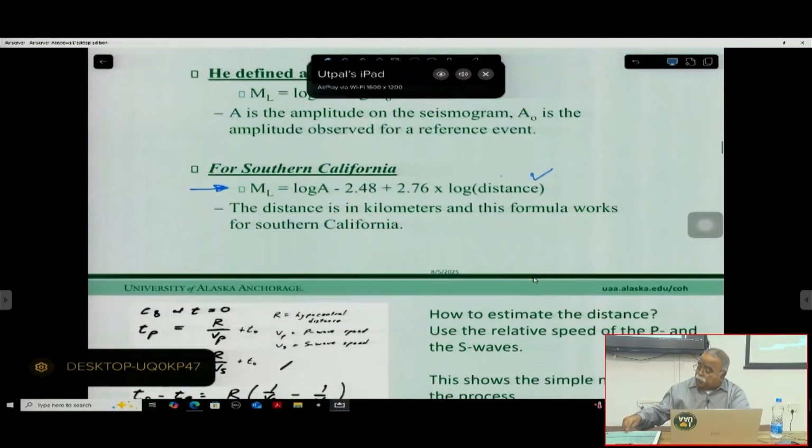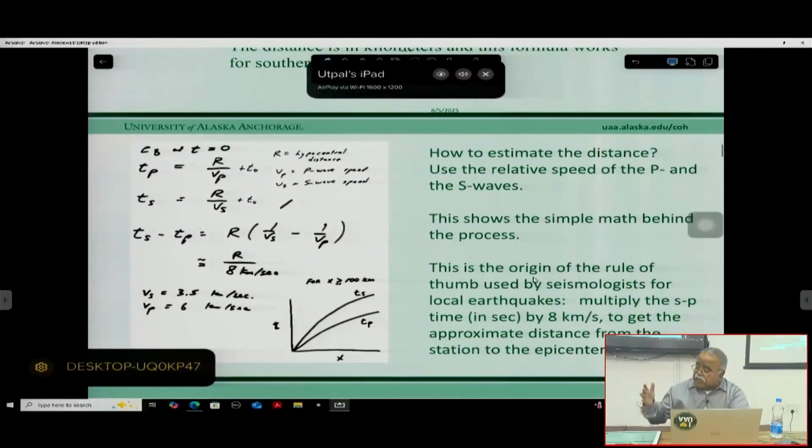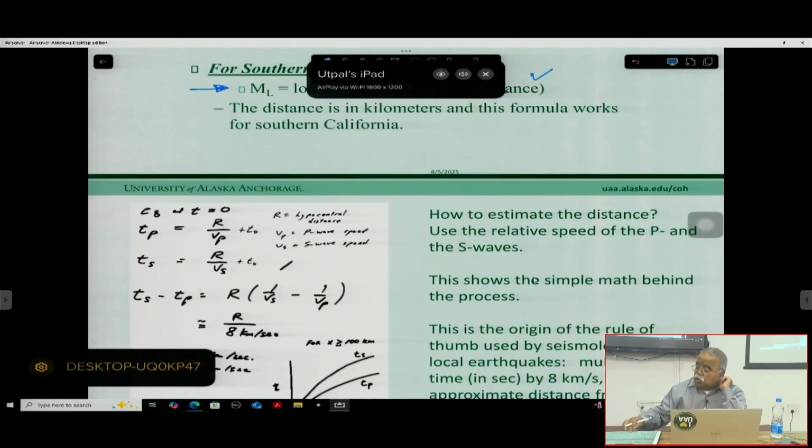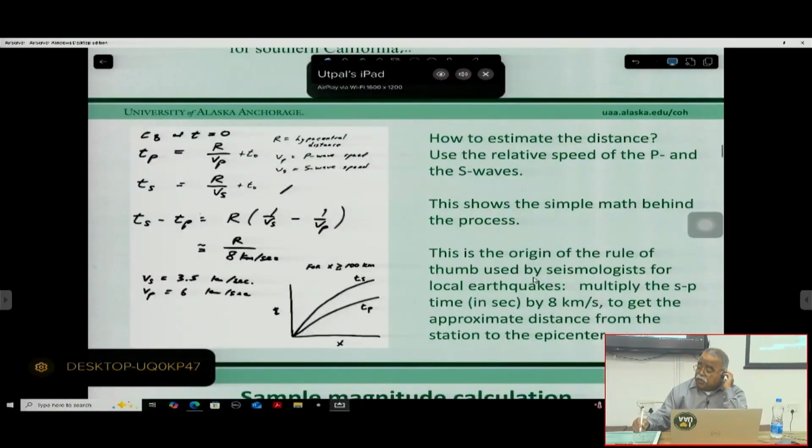Good. So if there is an earthquake, what I do first is calculate the distance, because I have to give the distance value here. And I told you last time that if we can measure the TS minus TP time, then you can calculate the distance by multiplying by 8. So basically 8R equals 8 into TS minus TP.